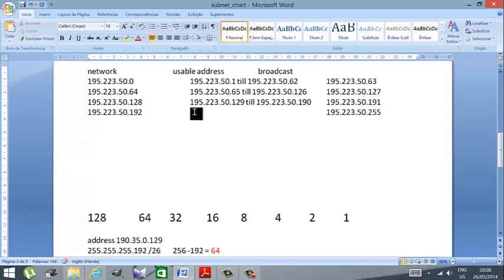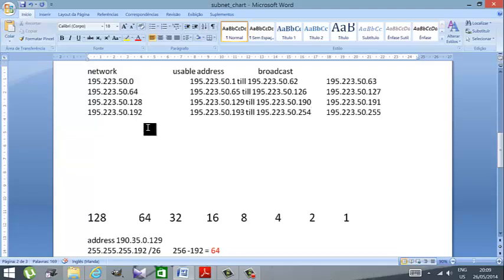So what's going to be the next? The next is going to be from 193 until 254. And now we have all the networks and the ranges in this network.